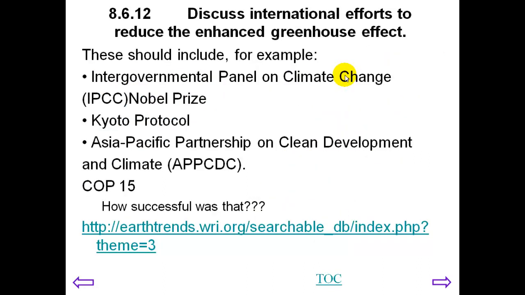You need to be aware of international efforts to reduce the enhanced greenhouse effect. Some of these could be, for example, the IPCC, who got the Nobel Prize a few years ago. The Kyoto Protocol, this is an agreement between different nations about reducing the amount of carbon dioxide. However, certain countries have refused to be part of the agreement. There's the Asia-Pacific Partnership on Clean Development and Climate. This is another initiative. COP15, how successful was that?